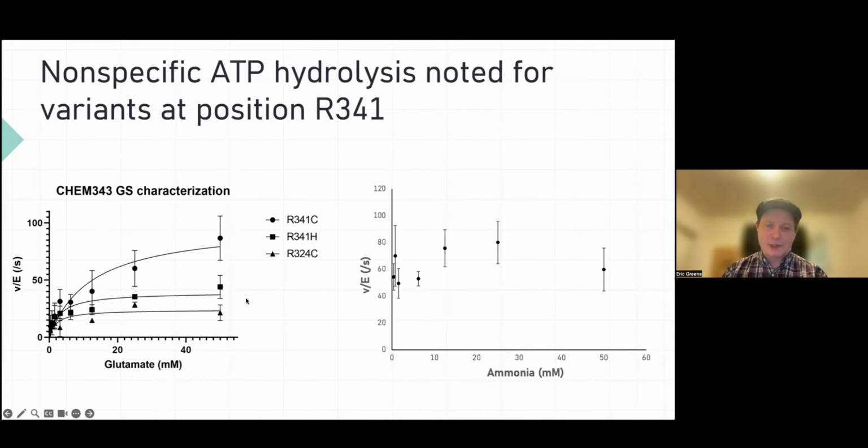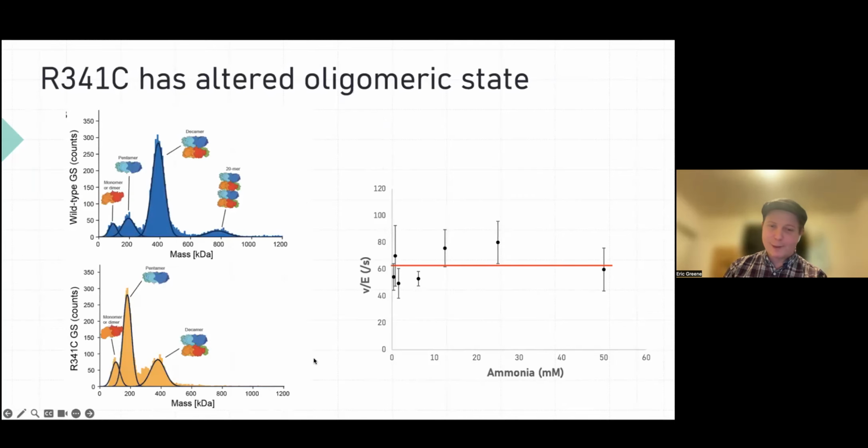And the same non-specific ATP hydrolysis that I mentioned for N152G is also apparent for one of these disease mutants too. We saw no increase in activity as a function of ammonia, whereas we could get strong Michaelis-Menten kinetics for glutamate. We also have some evidence from mass spectrometry that R341C has a biased oligomeric state towards pentamer over decamer, and so we're looking to follow up with this.